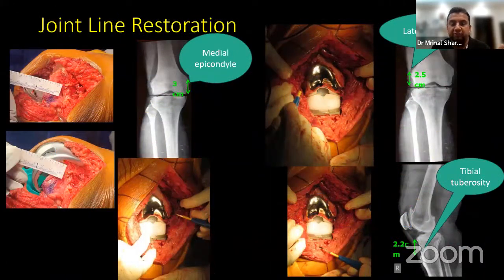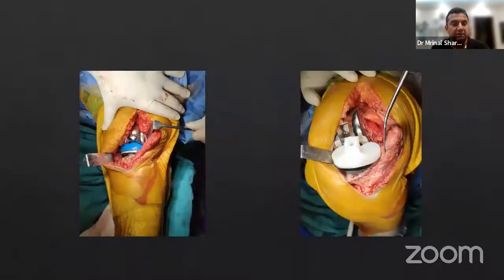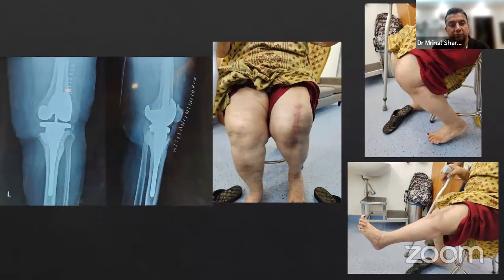So joint line restoration has already been discussed, and these are the 3-4 things which you can use: the medial epicondyle, the lateral epicondyle, tibial tuberosity, and also the residual meniscus. These are the final component placement, and flexion extension balancing is being done. And you can see the MBT tray and the rotating tibial insert.